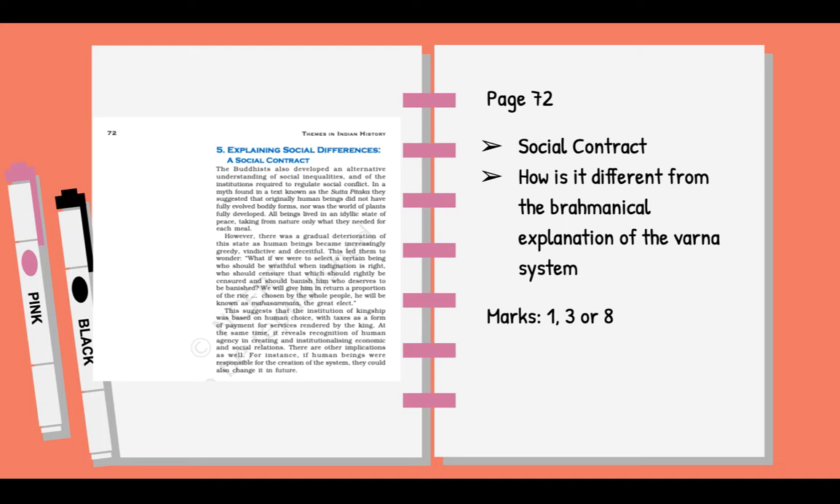In the Buddhist philosophy, the social contract is more man-made, so it can be changed and modified according to the needs of the time, whereas the Varna order is supposed to be of divine origin, which means you cannot change it. So there are these few differences which are there in the text, so focus on this. These could be asked as 1, 3 or 8 markers.